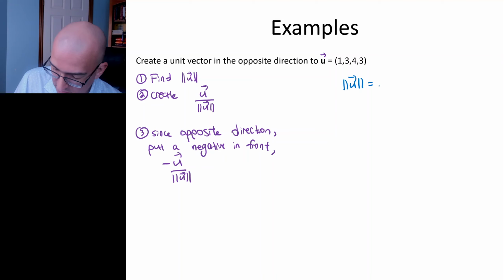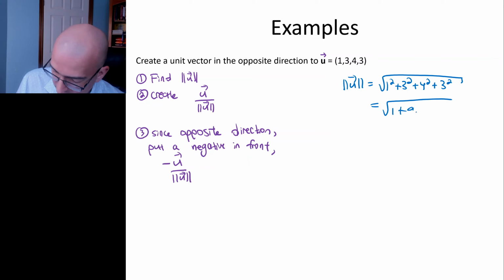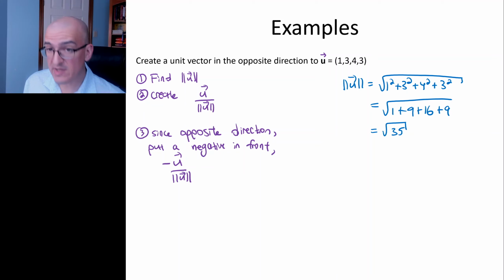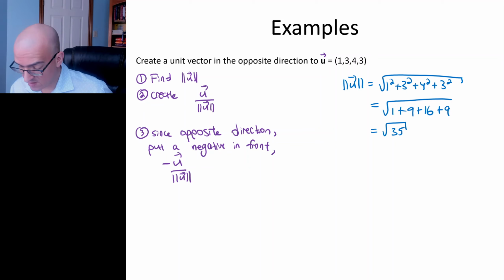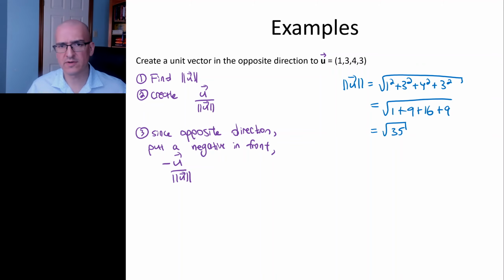Length of u is equal to the square root of 1 squared plus 3 squared plus 4 squared plus 3 squared. So the square root of 1 plus 9 plus 16 plus 9. So 35, I think. Let me double check, because this is where I make all my mistakes. So 9 plus 16, 25, and then 1 plus 9, 10, 25 plus 10, 35. Okay, just adding in different order is a good way to check your addition if you're doing it mentally.